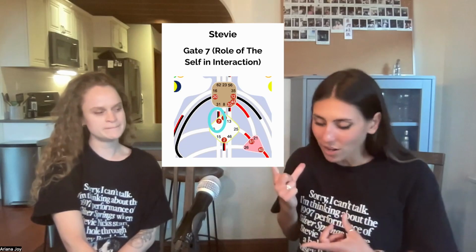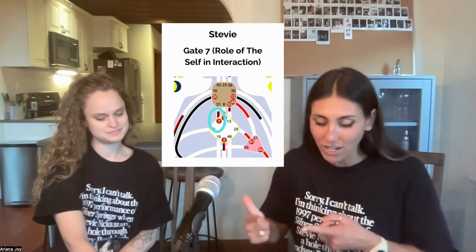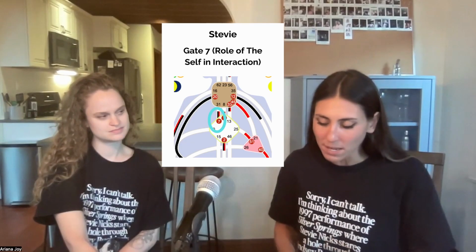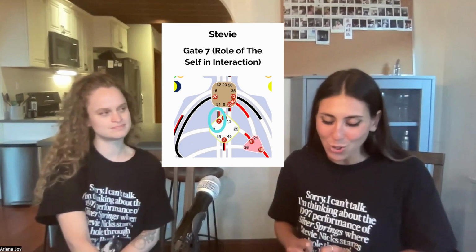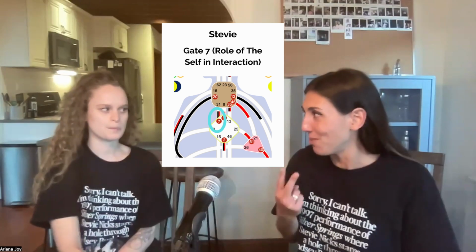She doesn't have the full channel. And here we can see another conflict, because gate 7 likes to determine the direction in which the group is going. It doesn't need to be the face of leadership, but it wants to be steering the ship. So two people with gate 7, who may want to go in different directions, can really cause some clashes.